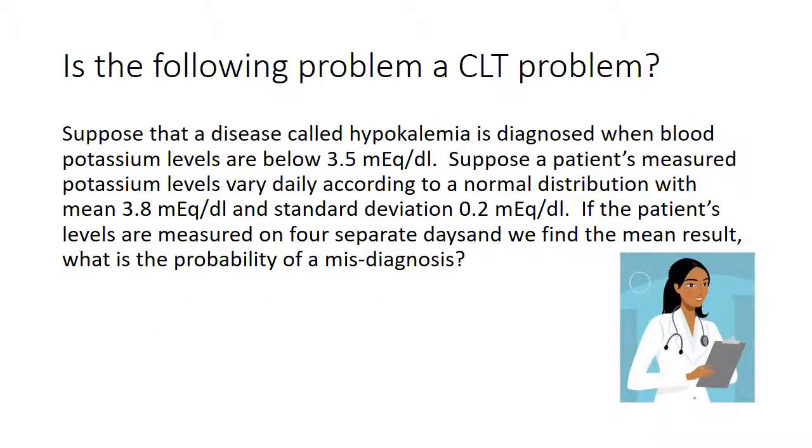How about this one? Suppose that a disease called hypokalemia is diagnosed when blood potassium levels are below 3.5 units. Suppose a patient's measured potassium levels vary daily according to a normal distribution with mean 3.8 units and standard deviation 0.2 units. If the patient's levels are measured on 4 separate days and we find the mean result, what is the probability of a misdiagnosis? Is this a central limit theorem problem?